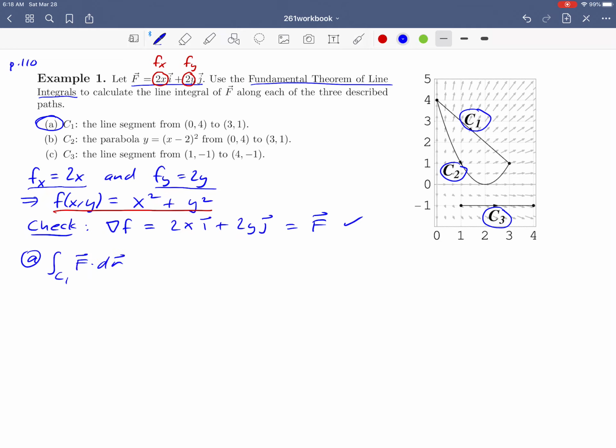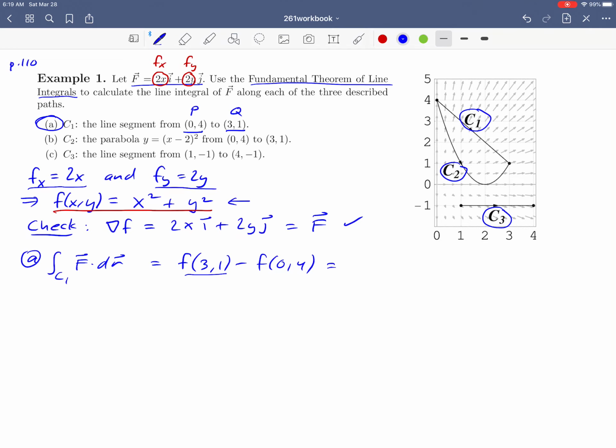They would like us to calculate the line integral of our vector field along the curve C1. We don't have to do any parameterization here. The fundamental theorem of line integrals says that this is going to be equal to our potential function evaluated at the starting and the end point subtracted from each other. So (0, 4) and (3, 1) are like the p and the q in the fundamental theorem from the previous page. All we need to do this calculation is to take f of q minus f of p.